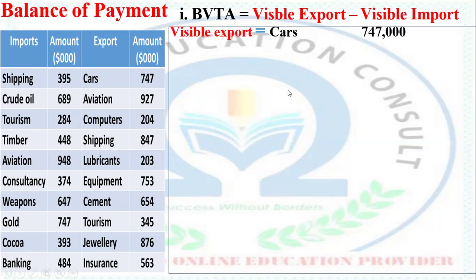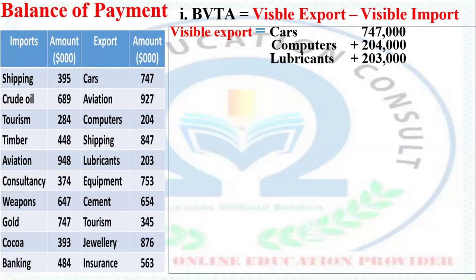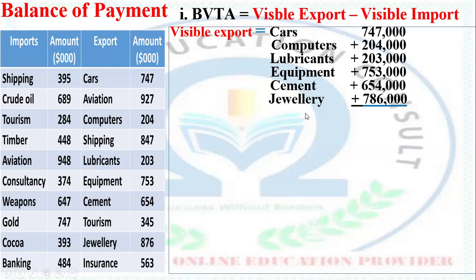So this is how we go about it. Identify them in one minute. I've given you one: cars. Great work done. So the other items are, we are computing visible exports. So those items that we exported that are visible: cars, computers, lubricants, equipment, cement. What are the others? And then the last one is jewelry. So we put all these together.